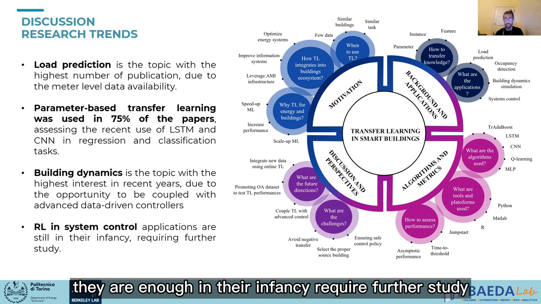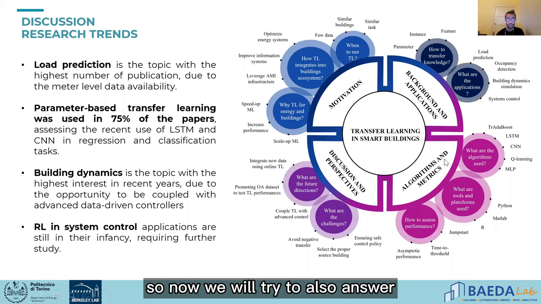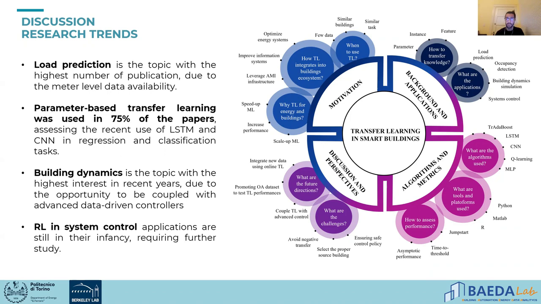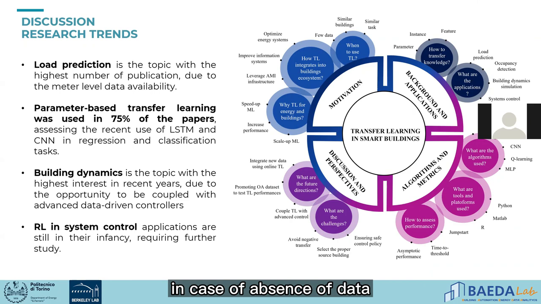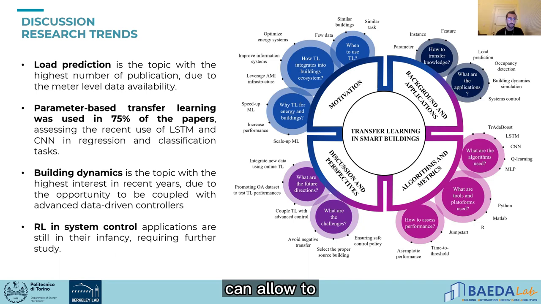So now we will also try to answer the question that we posed at the beginning of the webinar. So why should we use transfer learning for energy and buildings? The main reason is that transfer learning allows us to scale up machine learning, increase performance in case of absence of data, and also speed up machine learning, because we've seen that the jumpstart can allow us to quantify the speed up of the machine learning process.